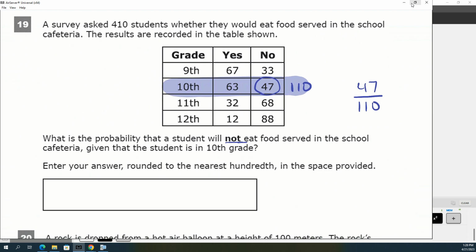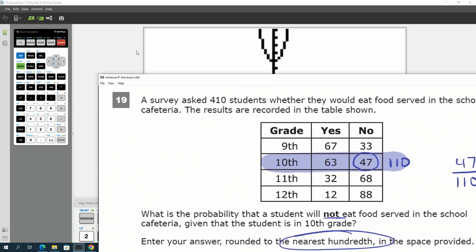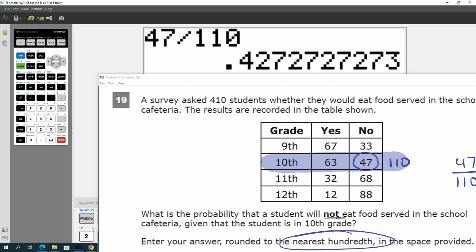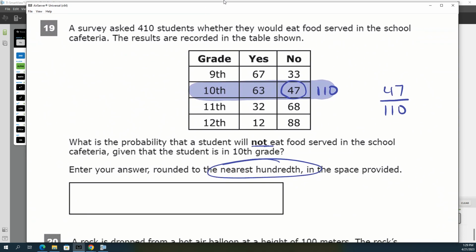Now don't put that in the answer choice because it says that we want it rounded to the nearest hundredth. So what you would do is type in the calculator 47 divided by 110. To the nearest hundredth, the 2 is in the hundredths place. We look behind it, so we're going to round up to 0.43, or 43 hundredths.